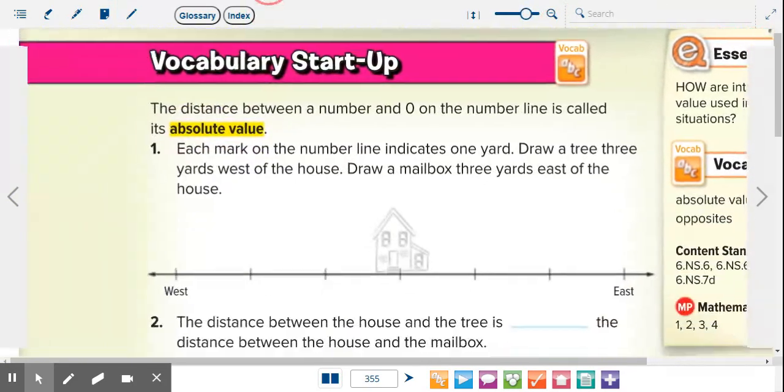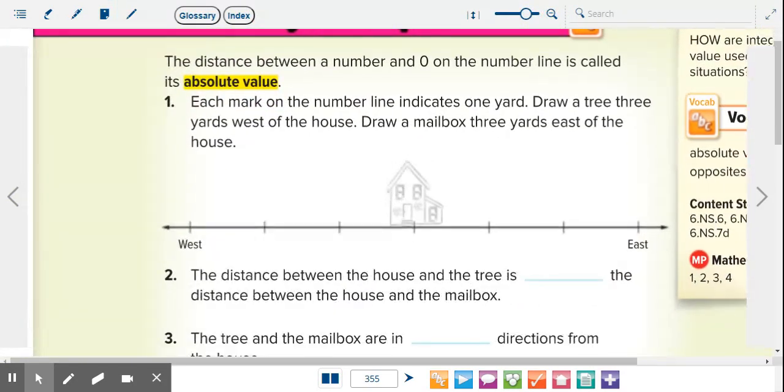Let me zoom in. Okay, here we go. In the vocabulary startup, it says the distance between a number and 0 on the number line is called absolute value. So basically, 4 is how many units away from 0. Like how far away is it? On a number line, how many times would you have to count to 4? 4 times. So the absolute value of 4 would be 4. It's just literally how far away from 0 it is.